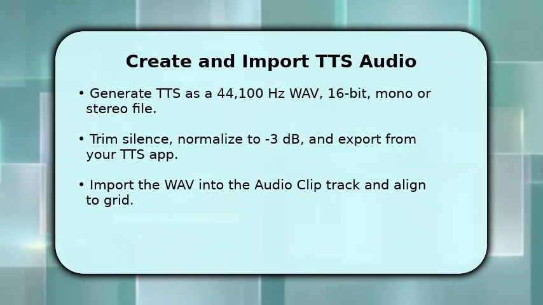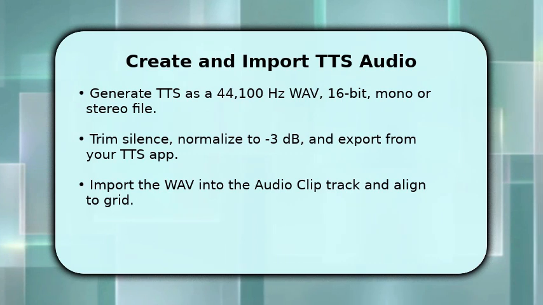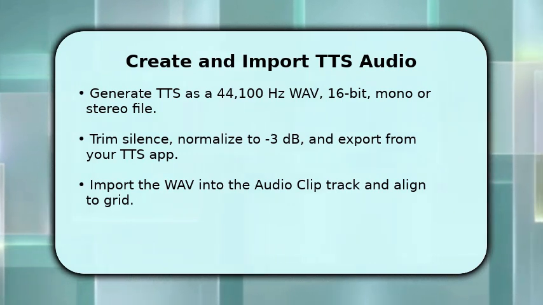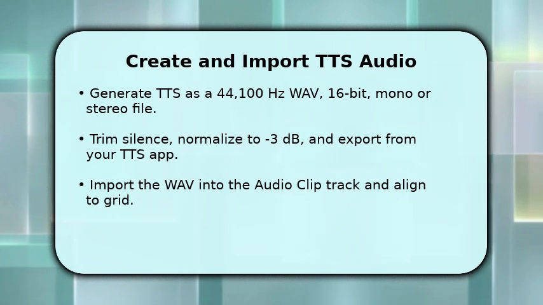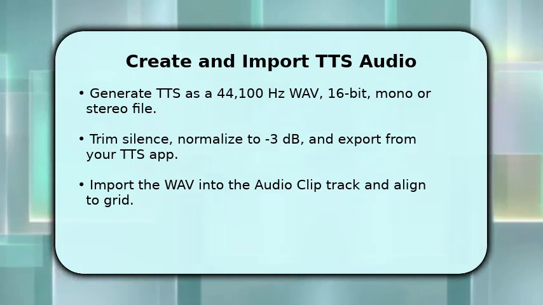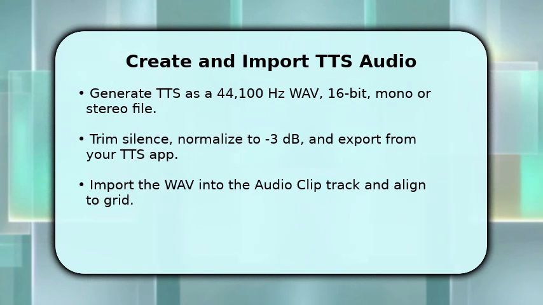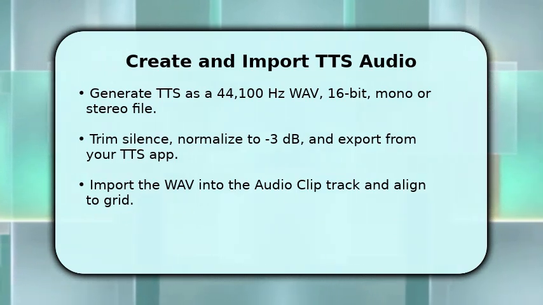Transfer the WAV to your device and import it into the FL Studio Mobile audio clip track. Snap the clip to the project grid so timing stays consistent. Duplicate takes if you need alternate phrasing or timing variations.